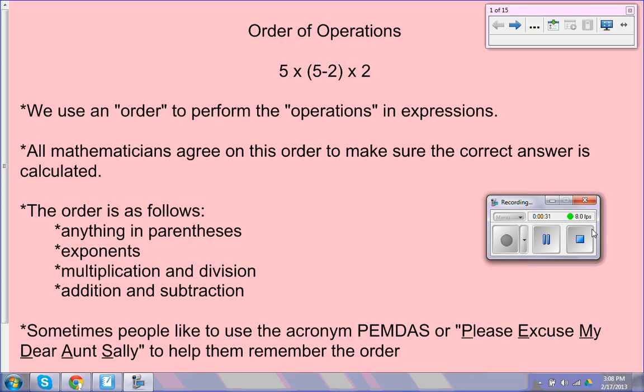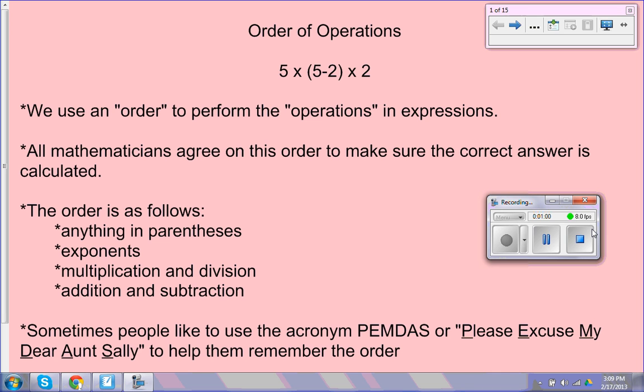The order is as follows. You start with anything in the parentheses, and then you would go ahead and calculate out the exponents. Then you do multiplication and division within the problem. And then finally, at the end, you do addition and subtraction. Now, just looking at this problem, we notice that we have a subtraction that's inside parentheses. And since parentheses comes before multiplication and division, we would actually have to do that subtraction part first.